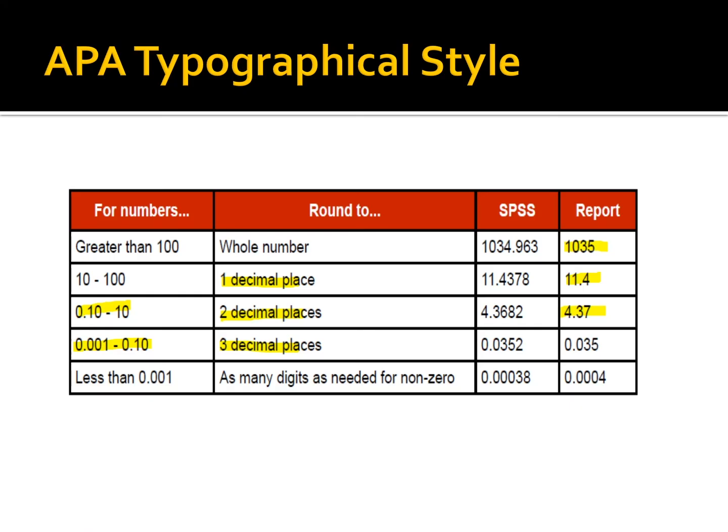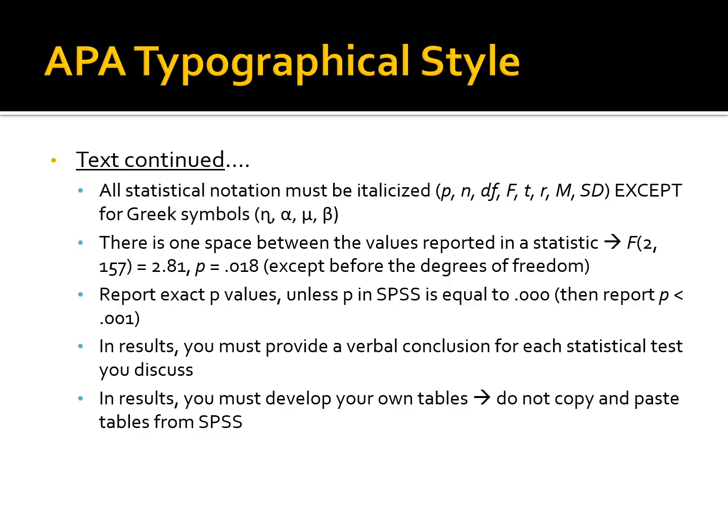For 0.001 to 0.10, three decimal places. So if SPSS reported 0.0352, you would indicate 0.035. And for numbers less than 0.001, as many digits as needed for something that is, again, non-zero, okay? Or more appropriately, if p in SPSS was equal to 0.000, you would have to make it p less than 0.001. It can never be a zero. There's no such thing as no probability.